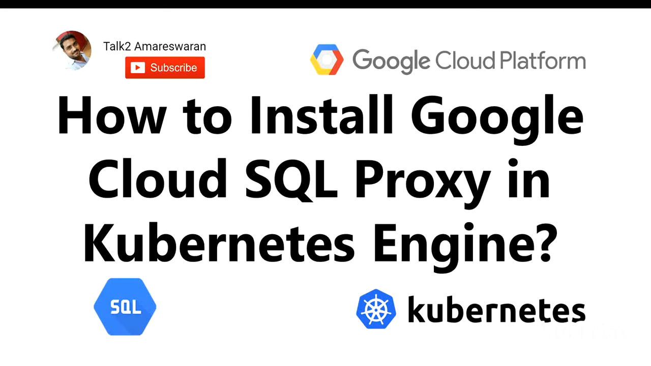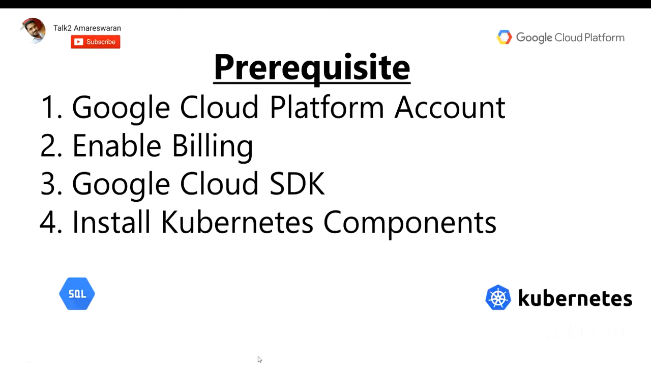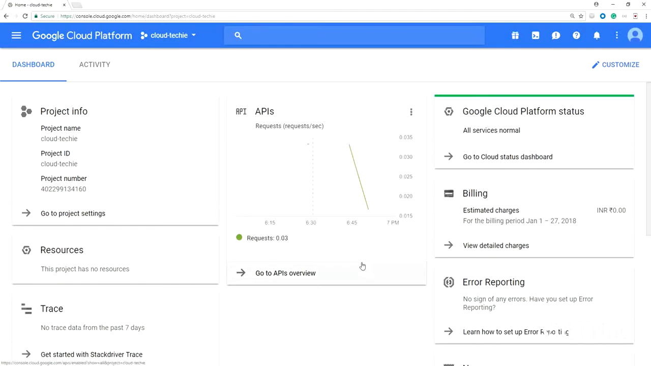Hi everyone, today we are going to see how to install Google Cloud SQL Proxy in Kubernetes Engine. We need some prerequisites. You have to create a Google Cloud Platform account with billing enabled, and you have to install the Google Cloud SDK, and then the Kubernetes component should be installed on your machine. So these are the prerequisites.